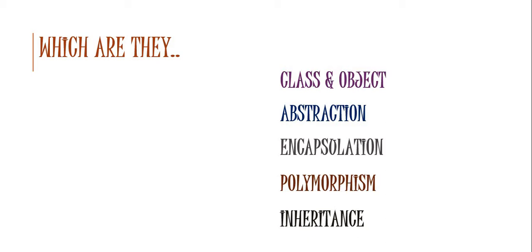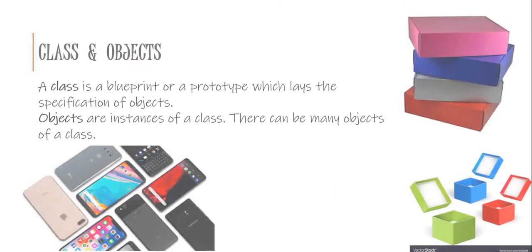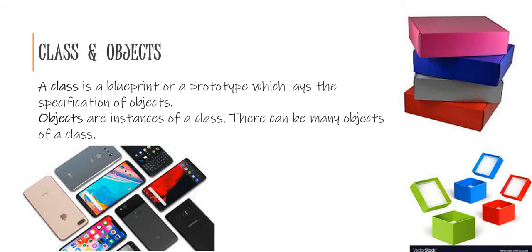The first was a class and an object. So, we need to understand what was meant by a class and what was meant by an object. Then was the concept of abstraction, encapsulation, polymorphism, and inheritance. Let us see them one by one. To start with was this class and object.